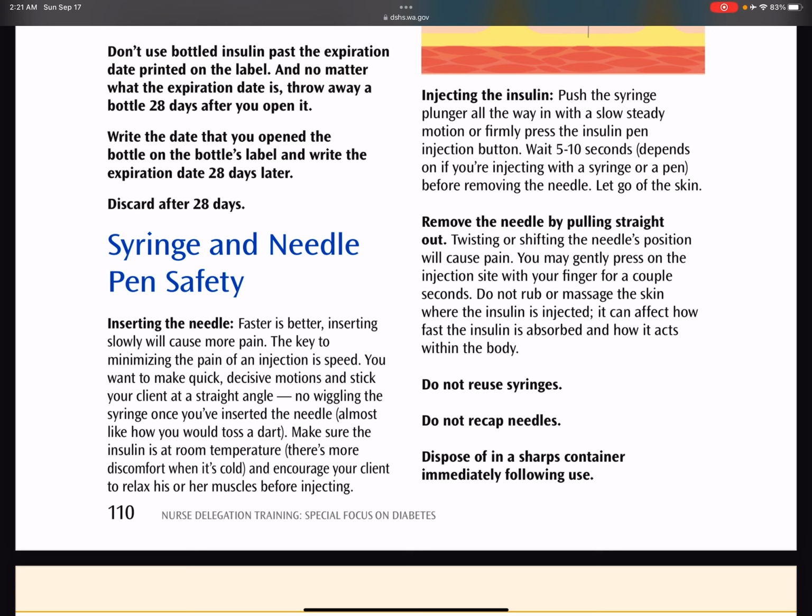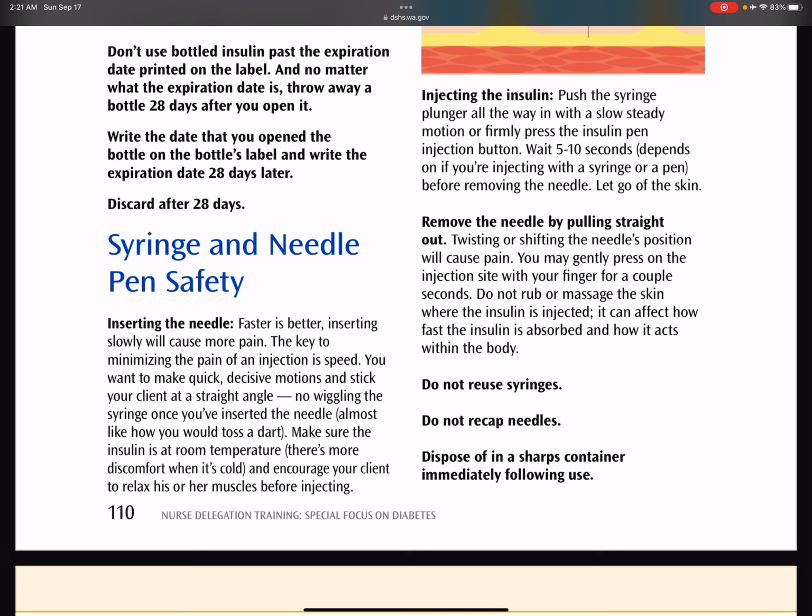And the needle angle is another one. For adults or those with good fatty tissue, insert at a 90-degree angle. For thin adults, you may need to inject at a 45-degree angle. Try to get the needle all the way into the fatty tissue below the skin, but not so deep that it hits the muscle below.